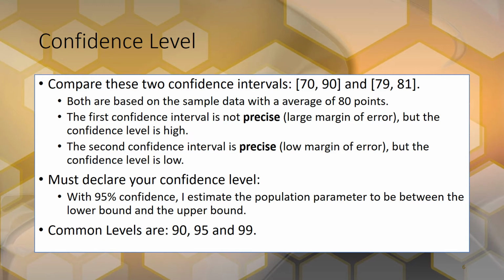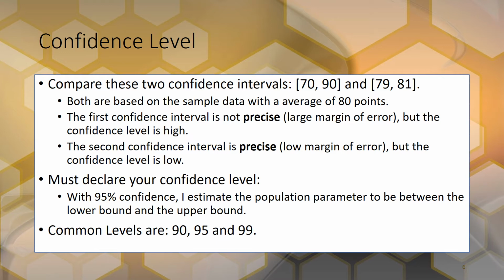And then you could also hypothetically have a confidence interval that is between 79 and 81. So here we have a middle of 80 again, and then we have a margin of error of 1. So we have 79 as the lower bound and 81 as the upper bound. The first confidence interval is not precise. It has a large margin of error of 10, but the confidence level is high. And then the second confidence interval might be very precise. It has a low margin of error of 1, but the confidence level is low. So it's just a trade-off. How precise you are and your confidence level trade off.